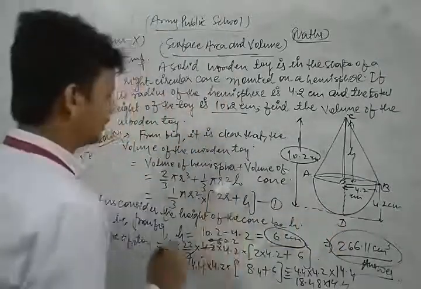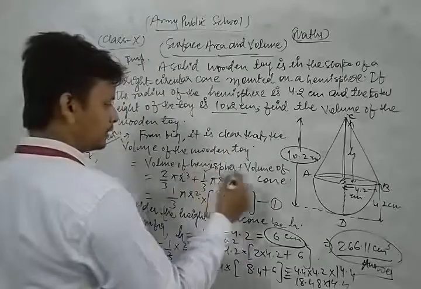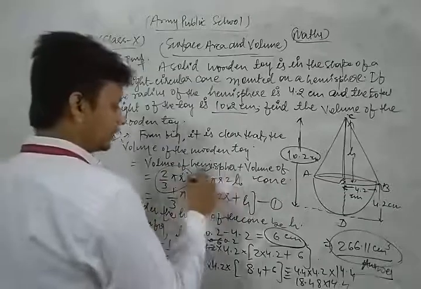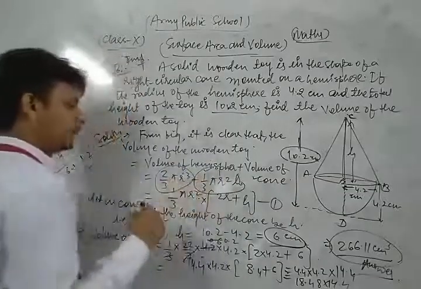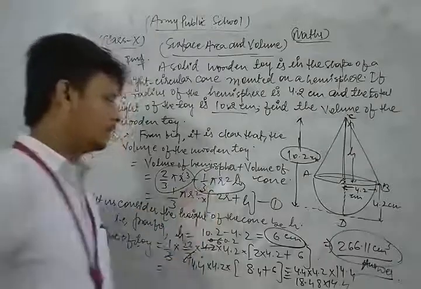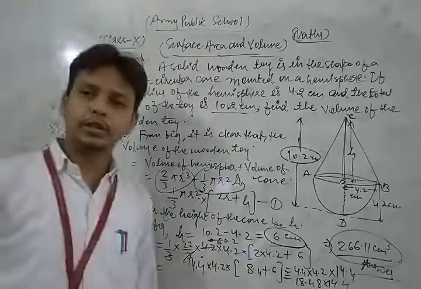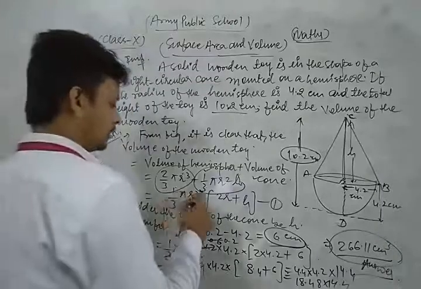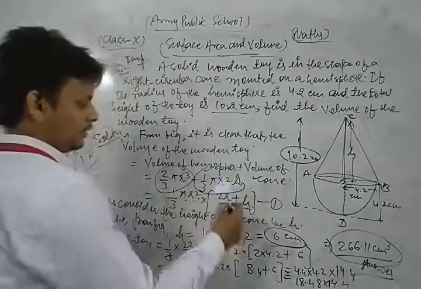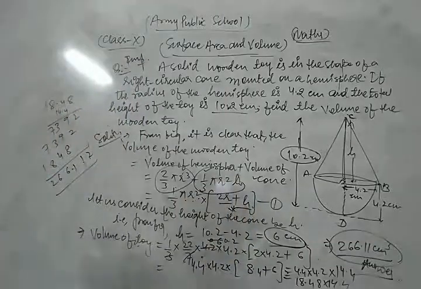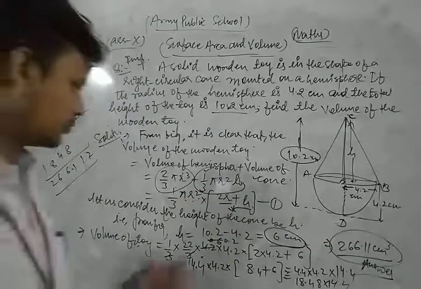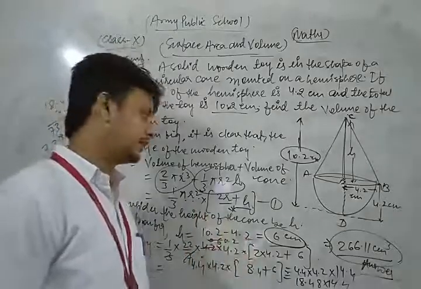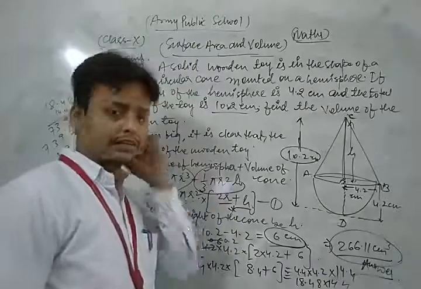You know that the volume of the wooden toy is volume of hemisphere plus volume of cone. The volume of hemisphere is 2 by 3 pi r cube, and volume of cone is 1 by 3 pi r square into h. So now from there we take 1 by 3 pi r square as common, so we get 2r plus h. Now we put all the values of pi, r and h in this equation and simplify them.